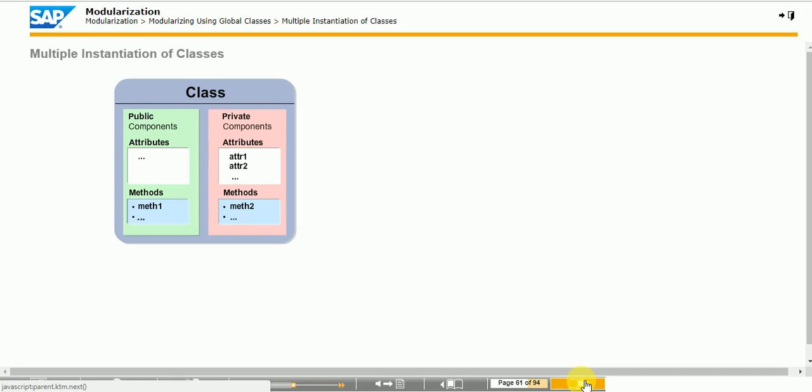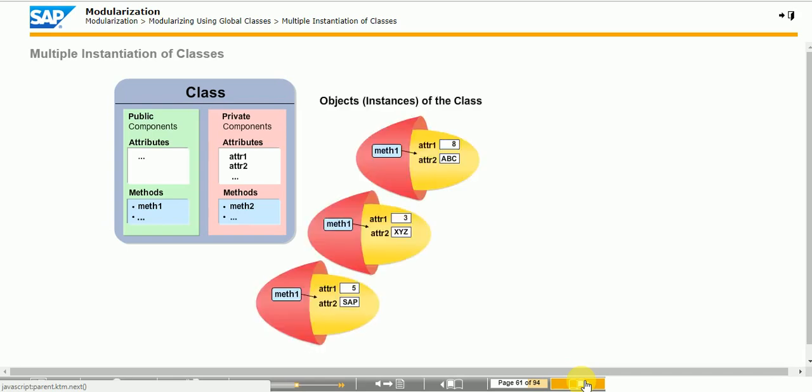By contrast, a class can have several instances, also known as objects, each of which is stored separately in the program context of the main program. Each instance can therefore have different attribute values. Consequently, a method sees different values in the attributes depending on the instance for which it was called. You need to generate a class instance explicitly in the ABAP source code using the CREATE OBJECT statement.